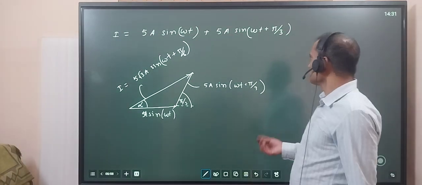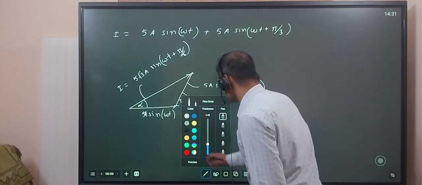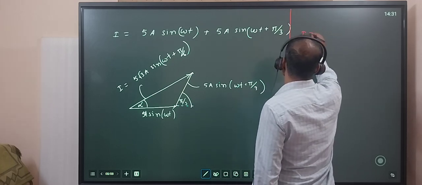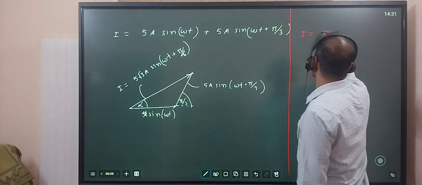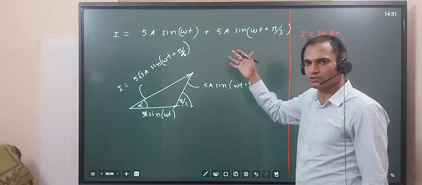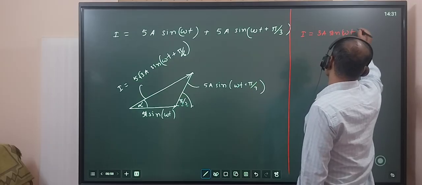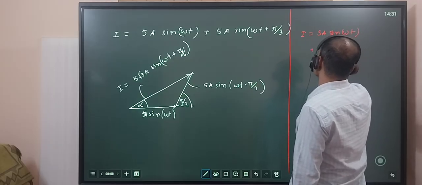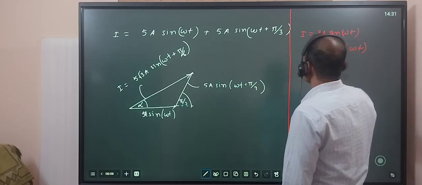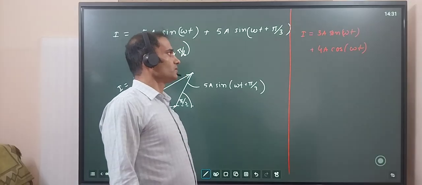Now I will give you another example. In this example I will show it in red color. This is an easy example. The first current is 3 ampere sin omega t, it can be voltage also, no problem, and the other one is 4 ampere cos omega t. This kind of thing we have in trigonometry also.